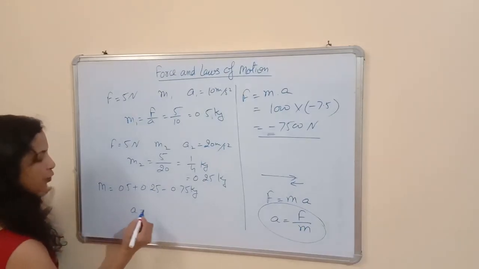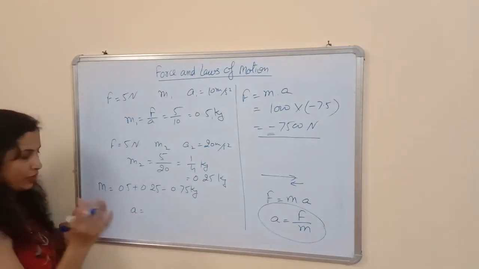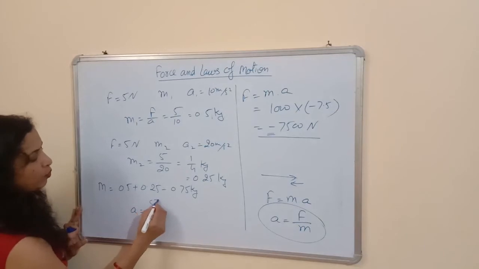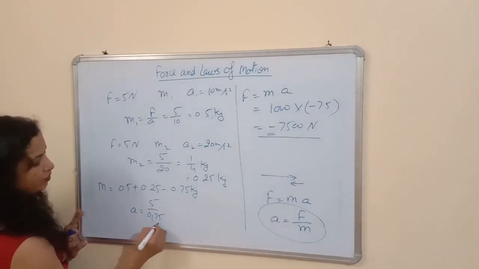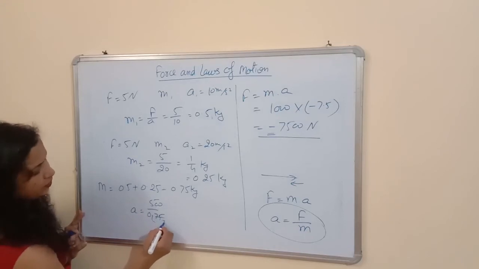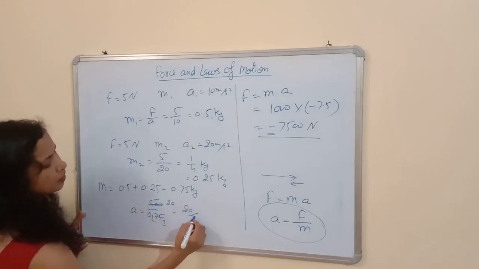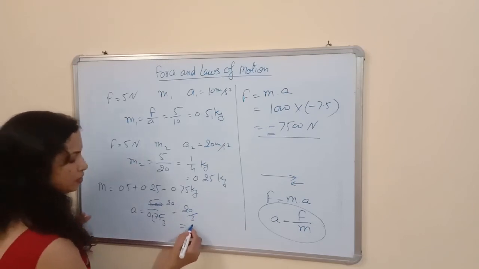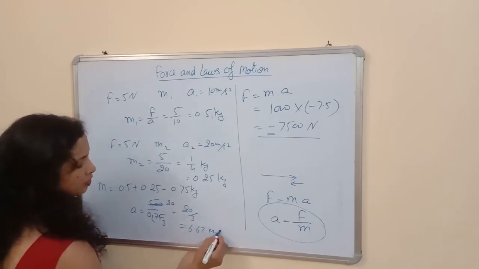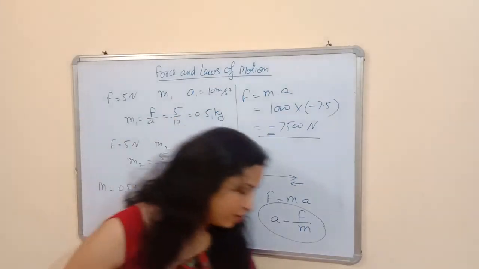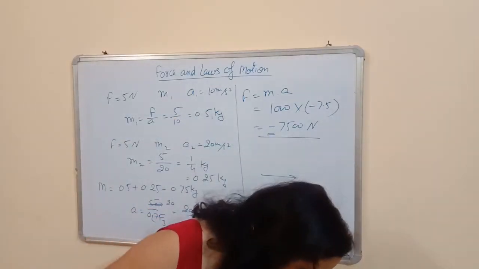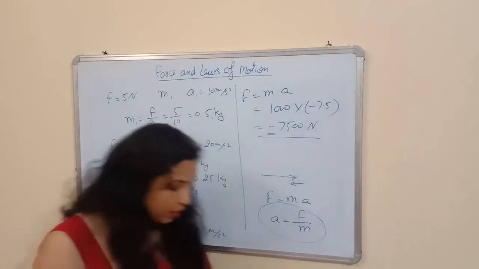Acceleration produced in these two bodies together will be force upon mass, 5 upon 0.75. 25 3s are 75, so it is 20 upon 3. You can convert it to decimal, 6.67 meter per second square. So this is the acceleration produced in the bodies when we tie two bodies together. Yes. Now one more question.